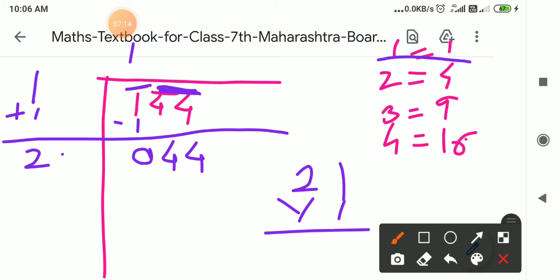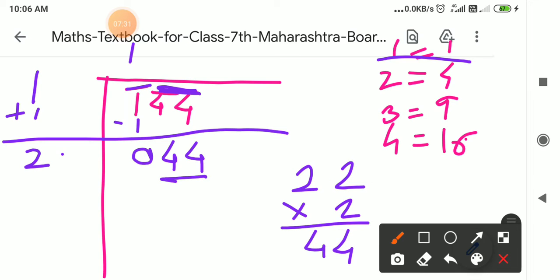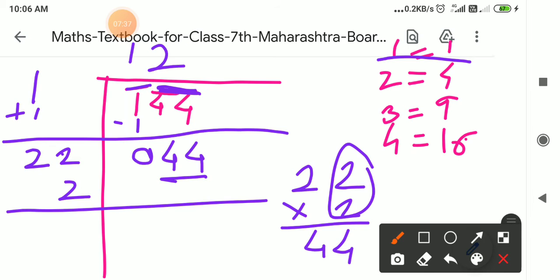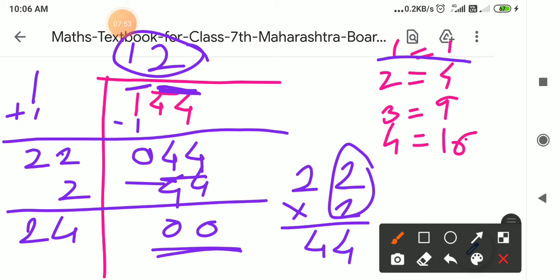21 into 21. 21 ones are 21. So 21 is smaller than 44, so here we will take the 2. 22 2s are 44. Now here came the 44. So 2 is the number which we will take here, at this place and that place, and here we have to do the addition of this. Its addition is 24, and the multiplication of both we have to write at this place, 44. Do the subtraction, 0 0 came, stop here, and this is the square root of 144, which is 12.